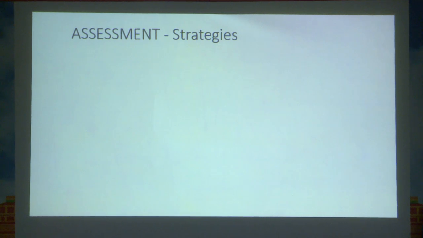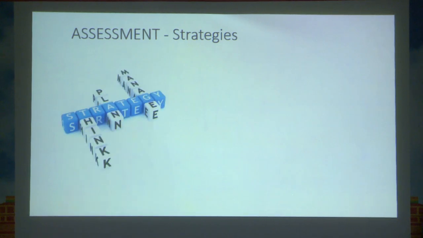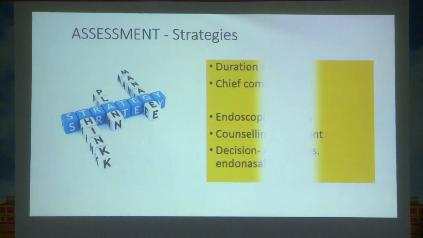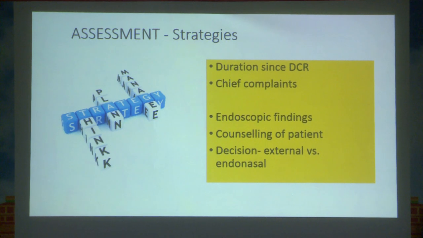When we are going to deal with a failed DCR, the assessment should be clear and it should be planned: think, plan, and manage. When the patient comes with failure, we cannot wait longer than for other surgery, because the patient complains of watering or discharge, so we operate at the earliest possible time, when the fibrosis and edema resolve. The most important point is the endoscopic finding. We have to assess the nasal mucosa, and a very important part is counseling the patient.